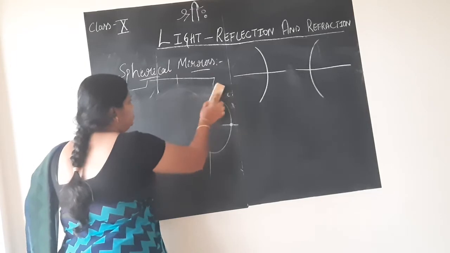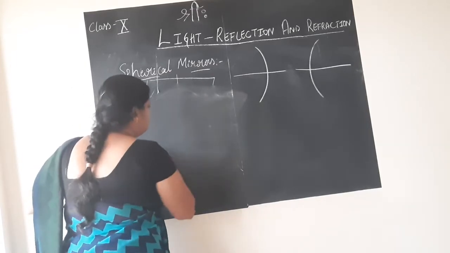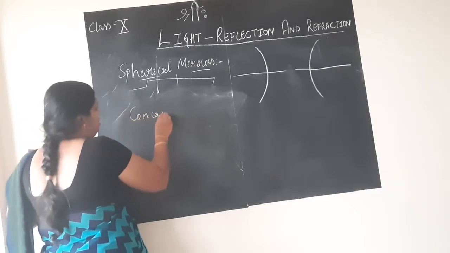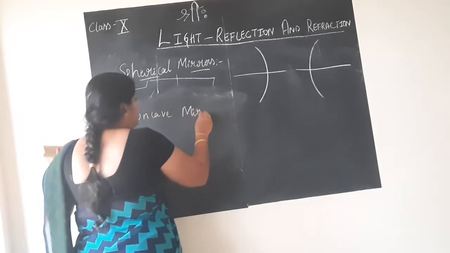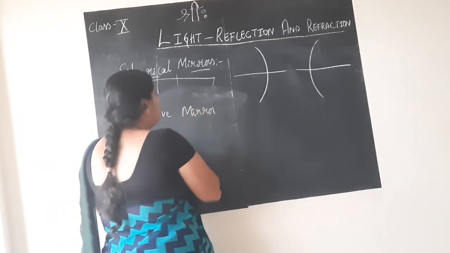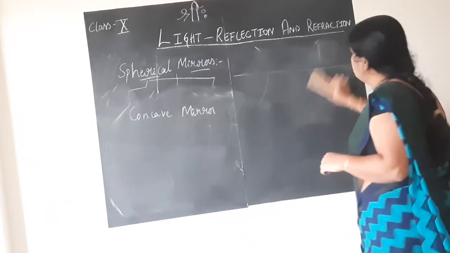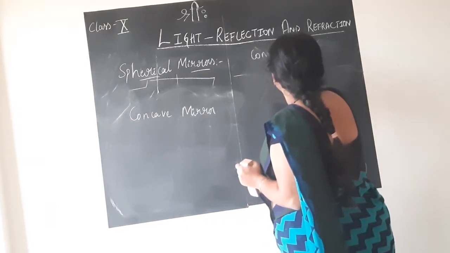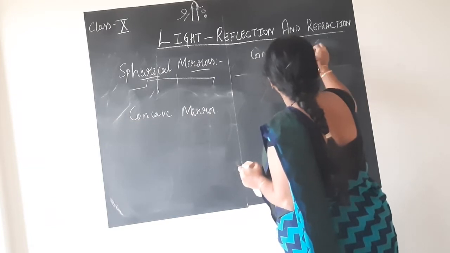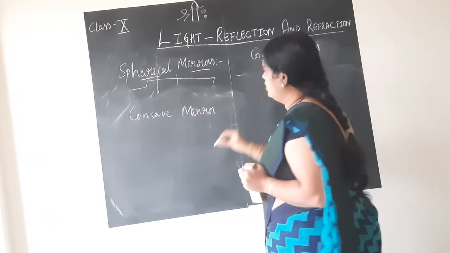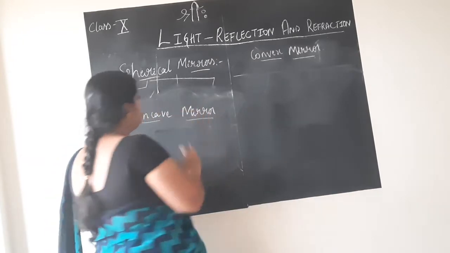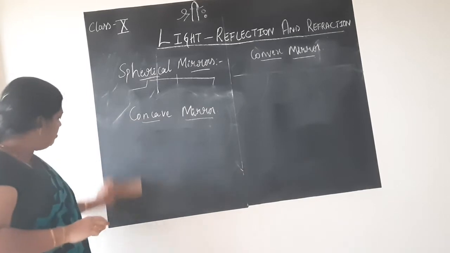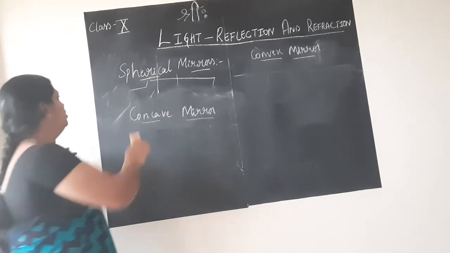Before studying these terms, children, we will do one thing. I will explain how the process of reflection takes place with respect to the concave mirror and convex mirror. Next, let us learn the definition. It will be easy for you. Simultaneously, I will explain both the convex and concave mirror so that you will understand it better. So, we shall draw the concave mirror and convex mirror now and then mark the different parts of those mirrors.